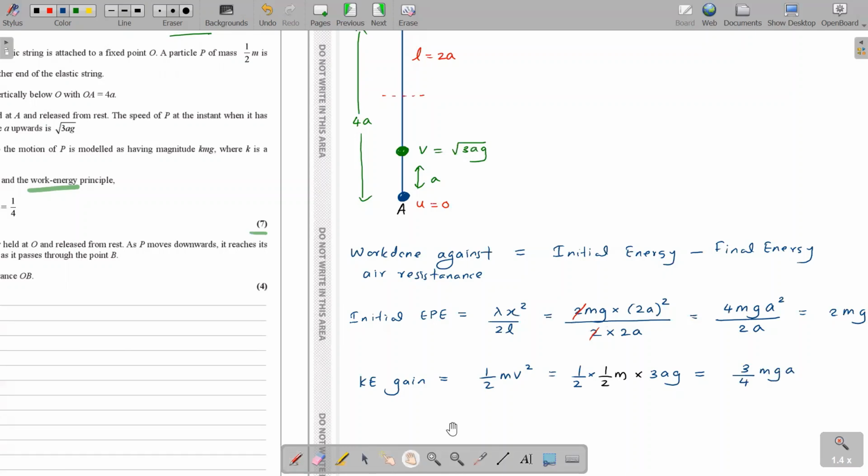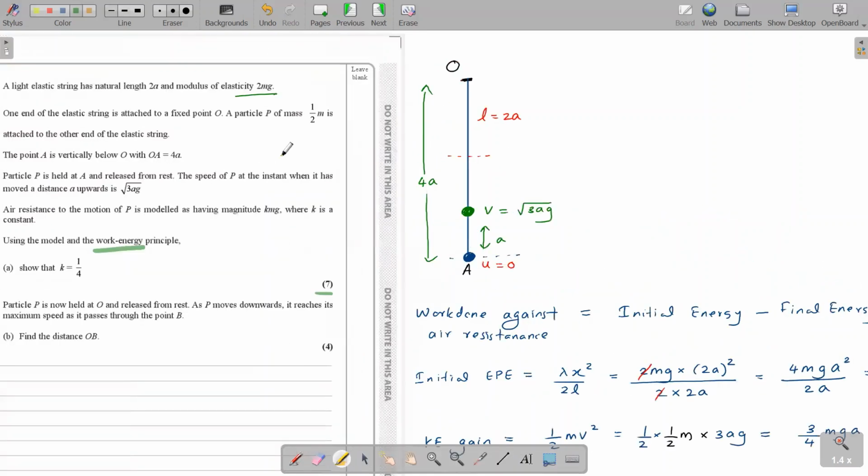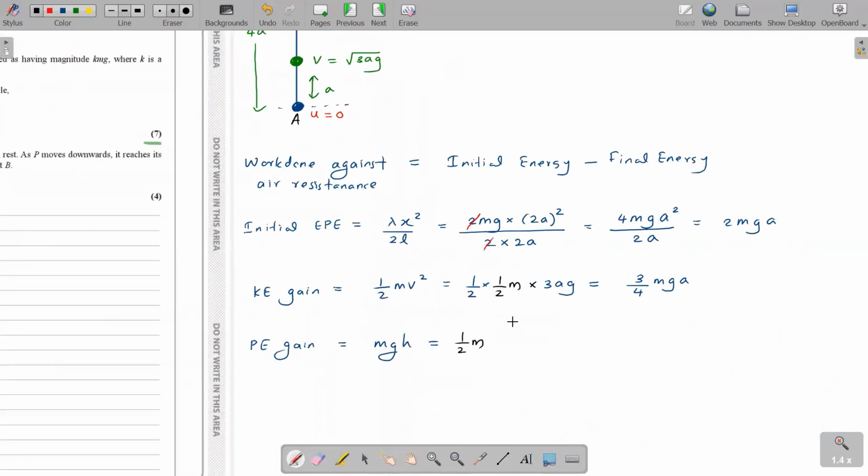And what about the potential energy gain? At the bottom, we can see it's the potential energy zero level. So how much has it gained? mgh, where the mass is half m. Be really cautious about that. Mass is half m, g, and the height is a, because you are moving a distance a upwards. So you get half mga.